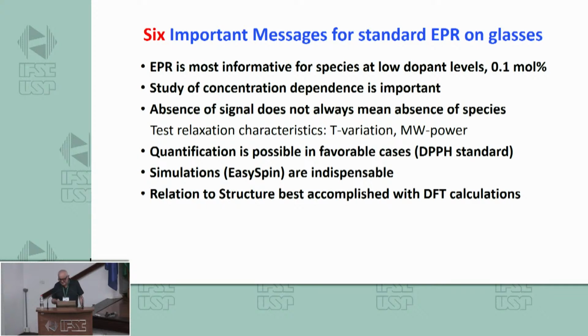So basically there are 6 important messages for standard EPR on glasses. Low dopant levels, concentration dependent, needs to be studied. Absence of signal does not necessarily mean absence of species. You always need to test the relaxation characteristics by varying the temperature or the microwave power. Quantification is possible in favorable cases. There are special standards you can add to the sample, integrate the signal, and then compare the areas under the signals of your sample and that of your standard.